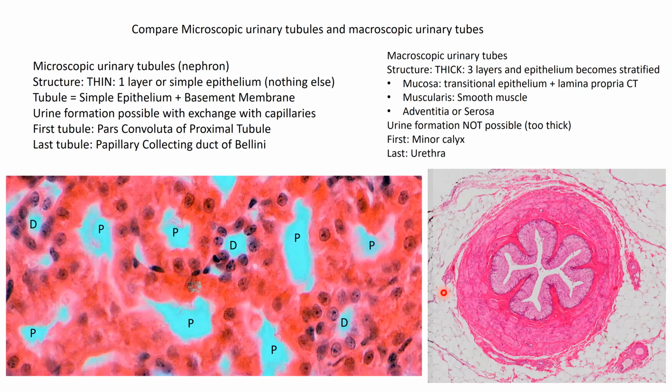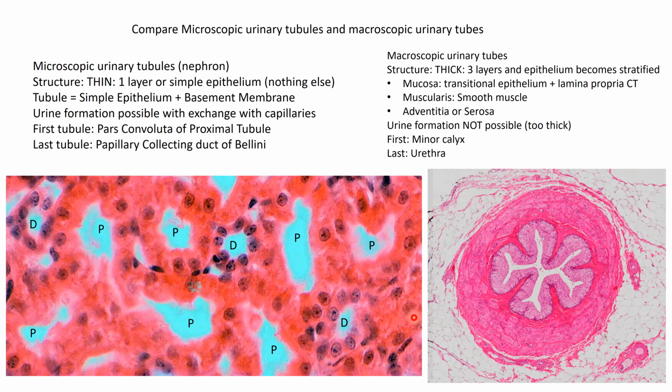Now, the next image is what I wanted to show you very nicely. The microscopic urinary tubules in the nephron. And here on the right side is a macroscopic urinary tube. It's technically the ureter here. Structurally, I think it's beautiful, you can see only a very thin one layer, a simple epithelium, everywhere. That's it. And yes, there is a basement membrane that you cannot see. So therefore, urine formation is possible.